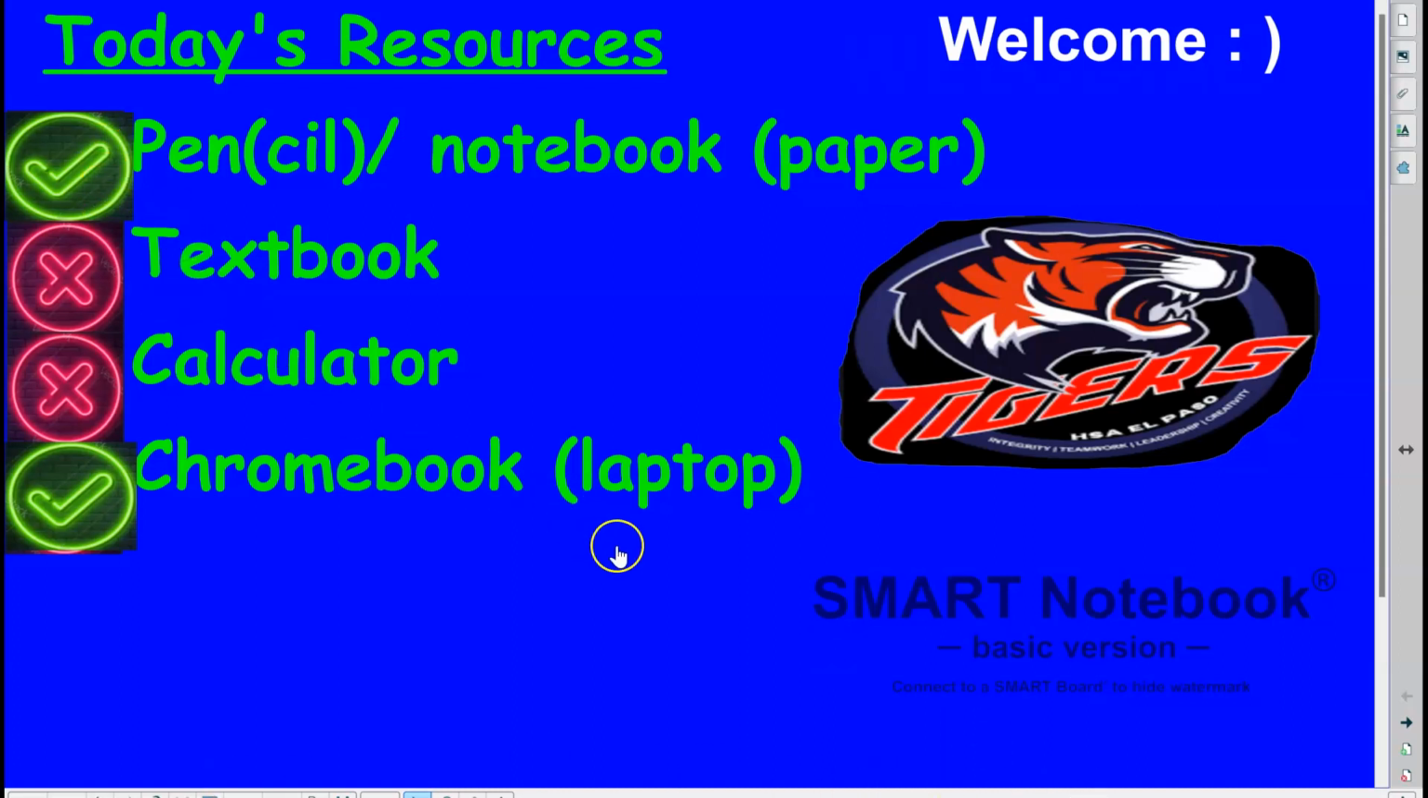Like always, pen, pencil, your notebook, phone book is all you need. Occasionally with the calculator, in this case, not so much, okay?